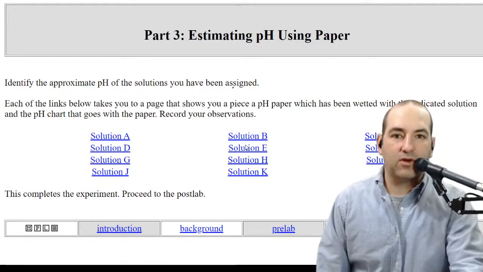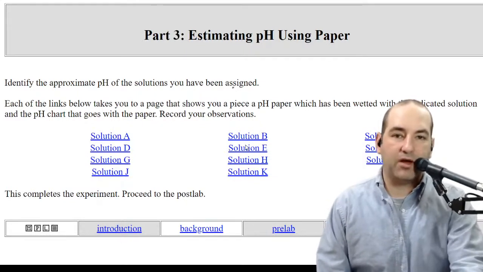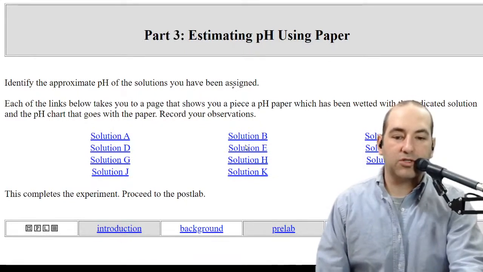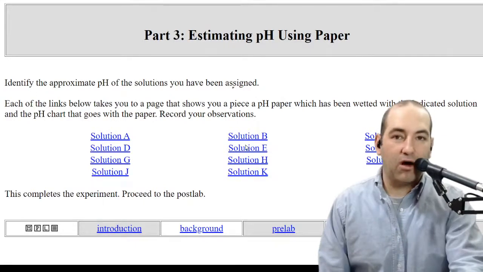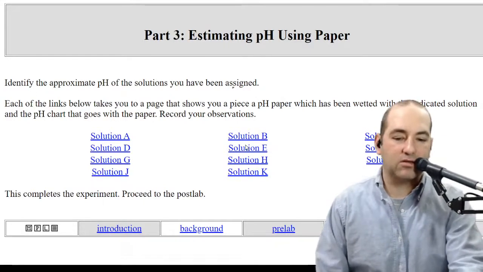And don't worry if you don't get the exact same thing in both parts, but if whatever you determine in part 2 does not match part 3 at all, go back and look at those indicator solutions again.